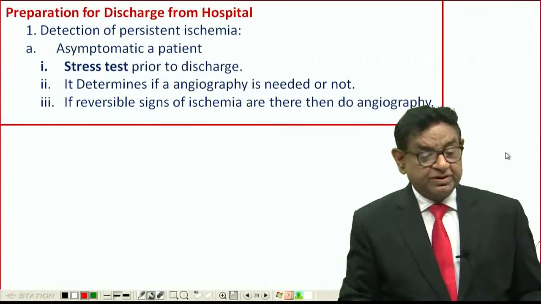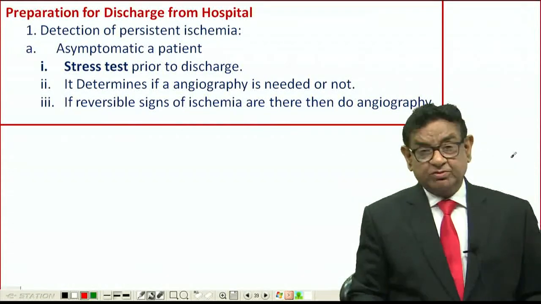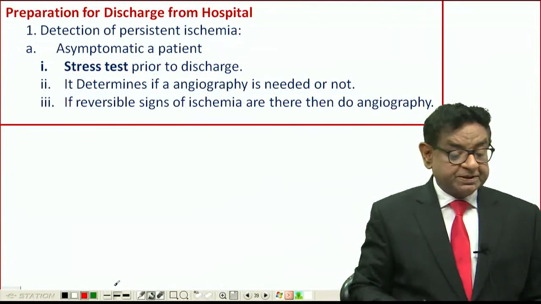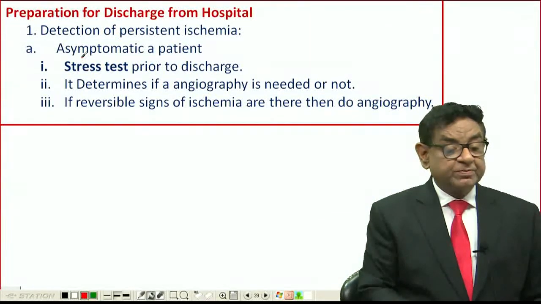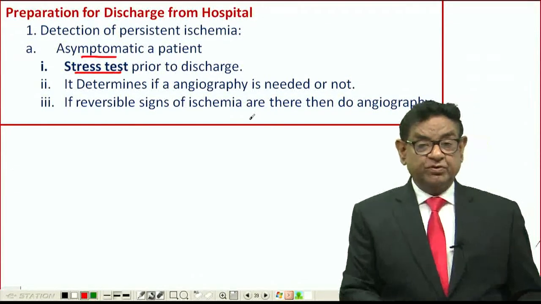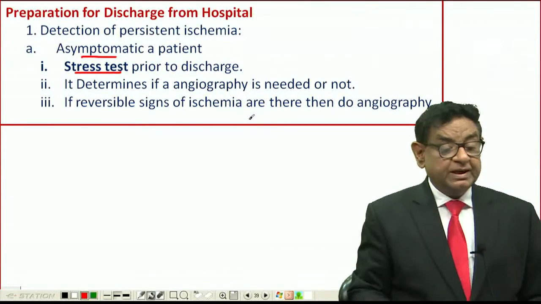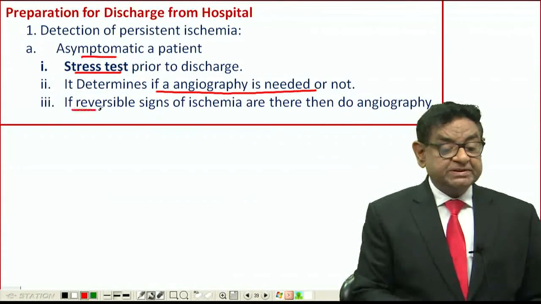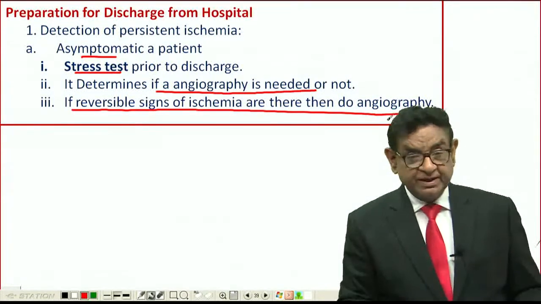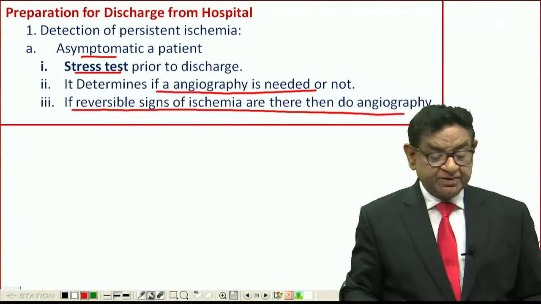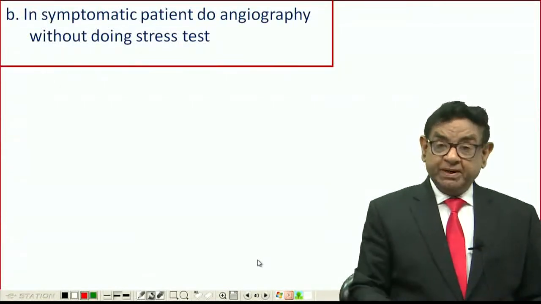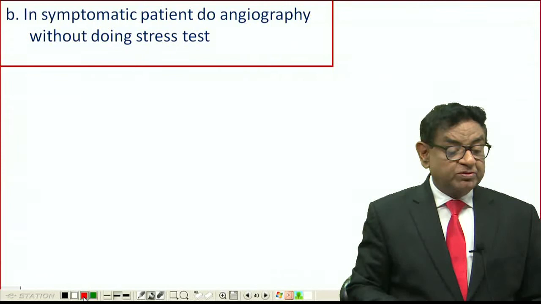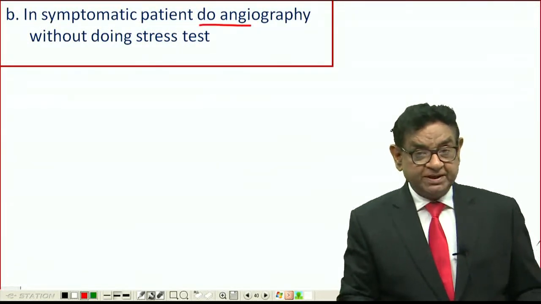Now, as we prepare the patient for discharge from hospital, how to do it? Detection of persistent ischemia in an asymptomatic patient: you do stress tests before we discharge. It will determine whether angiography is needed or not. If reversible signs of ischemia are there, then do angiography. If there are no changes, then you can discharge the patient without angiography. But if the patient is already symptomatic, then do angiography without a stress test. That means the patient needs angiography.